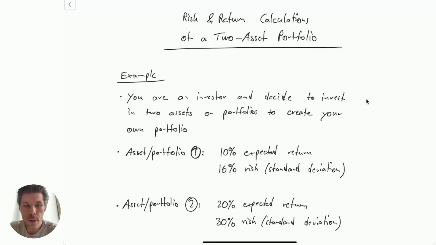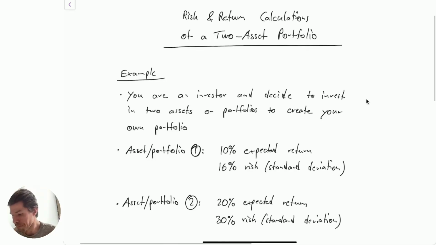In today's video, we start looking at a portfolio management case. So I want to show you how to calculate risk and return for a portfolio. And we start simple. So we assume your portfolio has only two assets or two underlying portfolios. It's the same whether your portfolio has two separate assets like single stocks or different underlying portfolios.